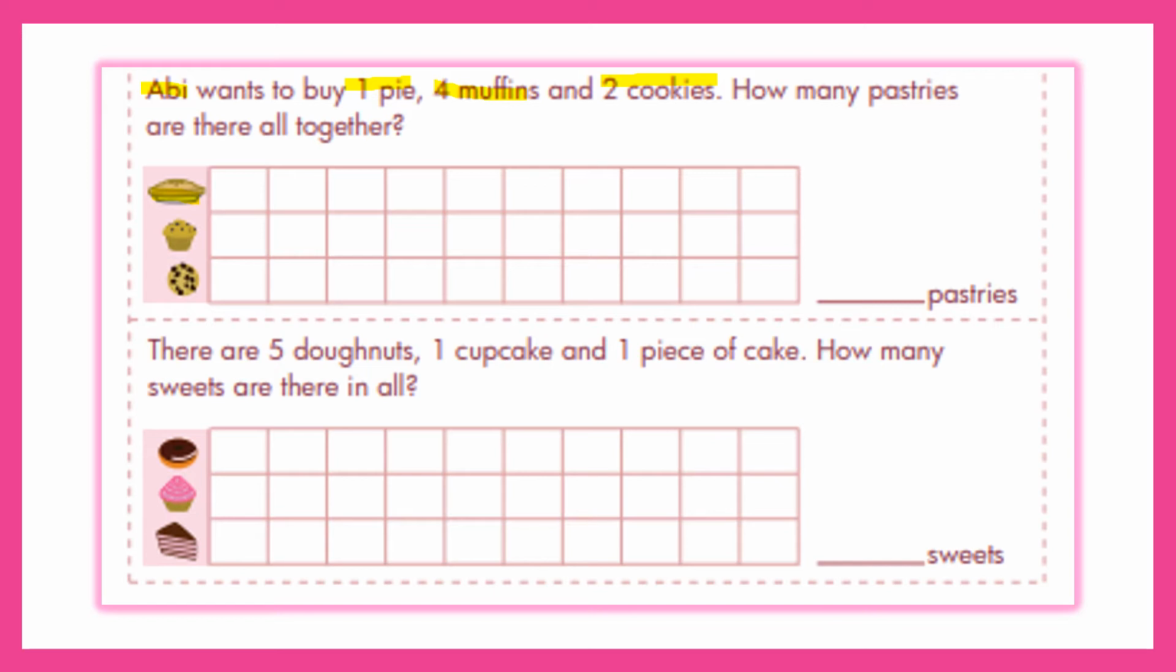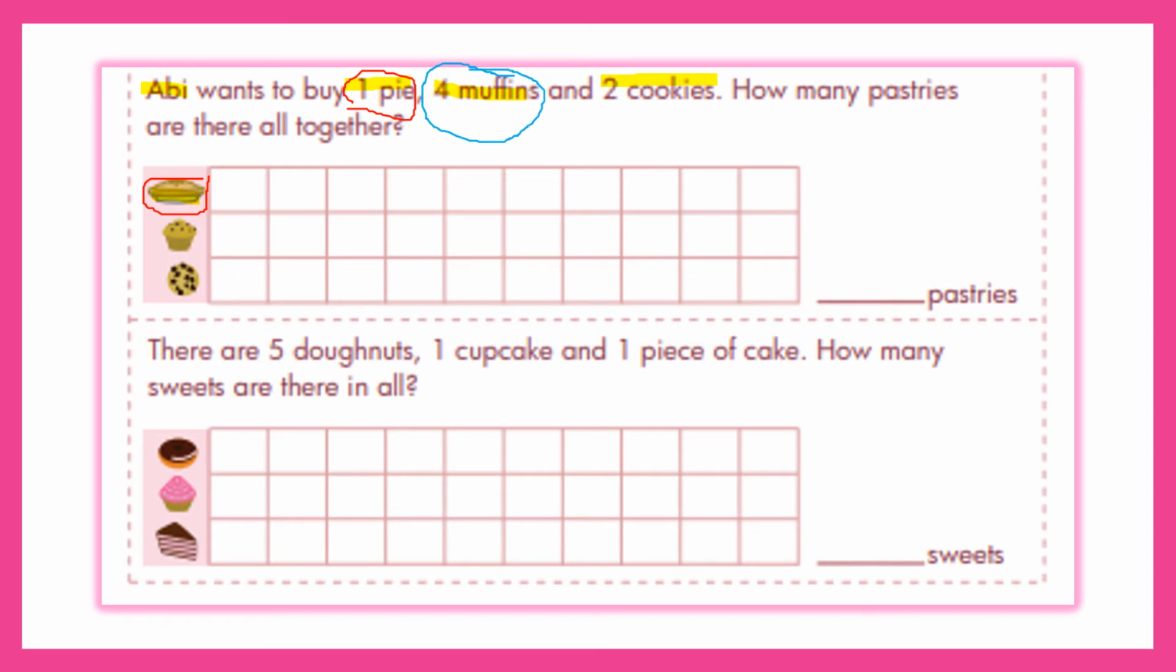Oh, here we are. Abby wants to buy 1 pie. That's right. So there's our pie, our first one. So go ahead and draw your pie into the graph. All right, our next one, I'm going to switch up and go with blue, is muffins. How many muffins?